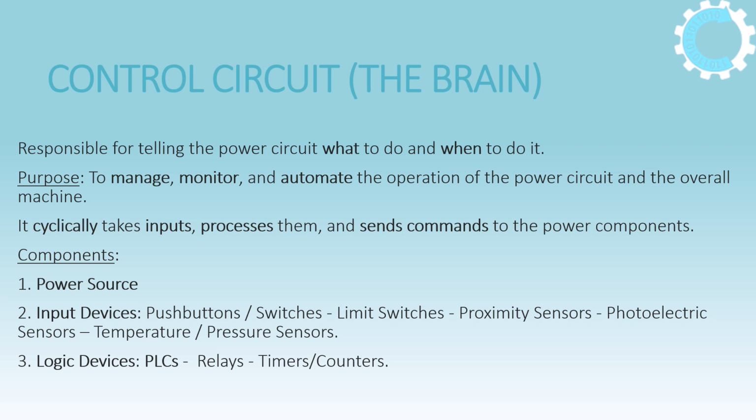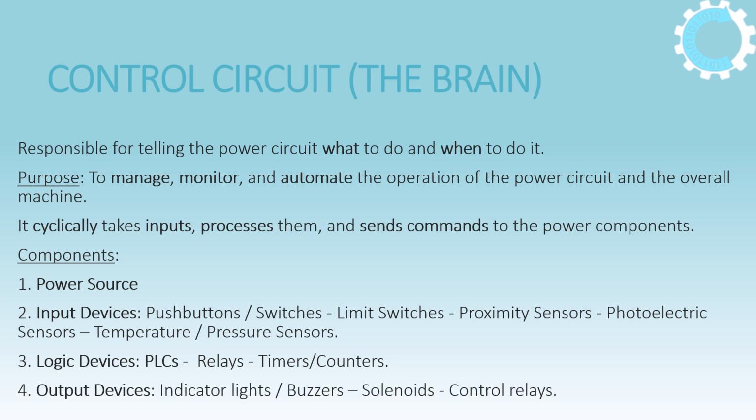The control circuit includes also the output devices, which are actuators for the control circuit, typically indicator lights and buzzers, which provide visual or audible feedback to operators. Solenoids, that electrically activate valves or small mechanical devices. Control relays, which are used to switch other control circuits or to provide an interface to contactors in the power circuit.